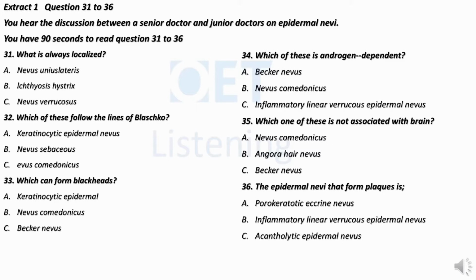Nevus varicosus occurs as a single or multiple lesions, but always localized. Nevus unius lateris occurs as a linear pattern of lesions. Ichthyosis hystrix are generalized lesions. However, epidermal nevi are also classified by their cell of origin.